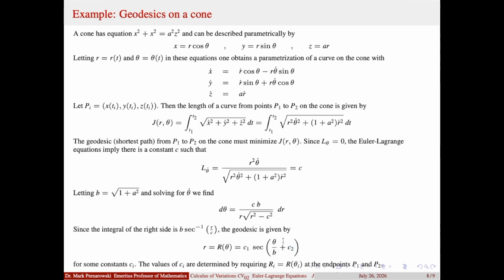How do I complete it? You tell me the two starting points on the cone, and that will give me two equations for c1 and c2. So that's a slightly more complicated example, but we've just solved our first geodesic problem.